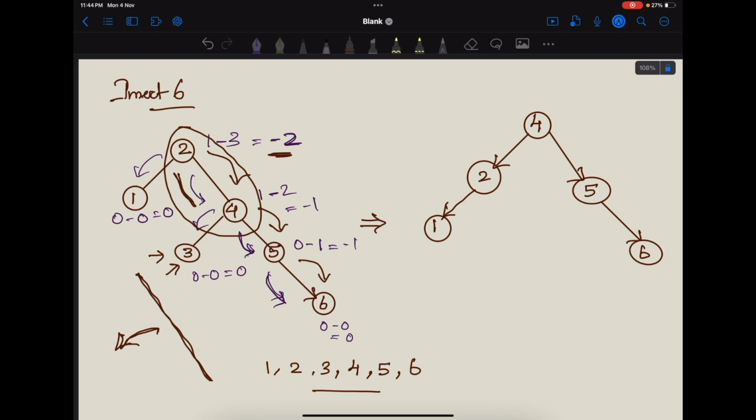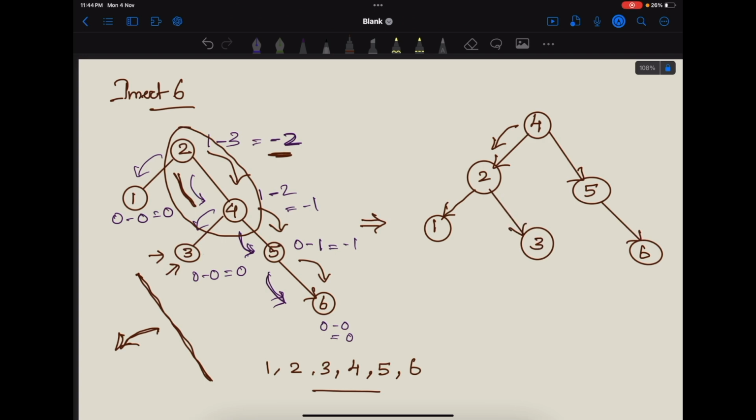While comparing with the root node 4, 3 is lesser, so come to the left hand side. Comparing with the 2, 3 is greater, so come to the right hand side. On the right hand side create one node and place your value.